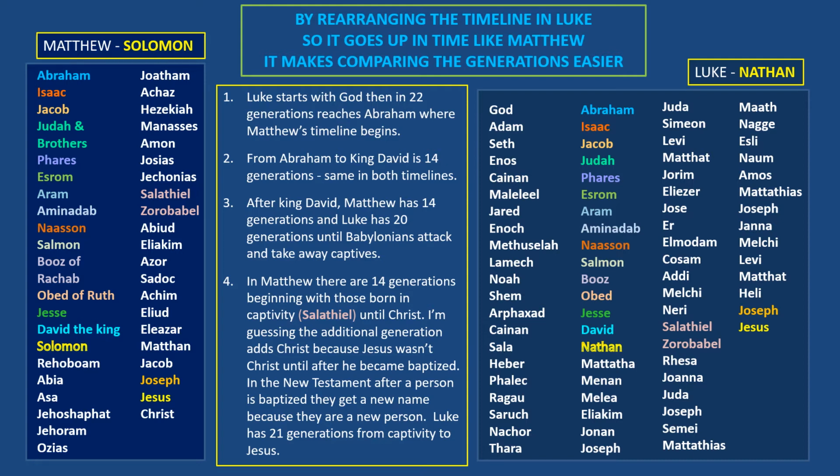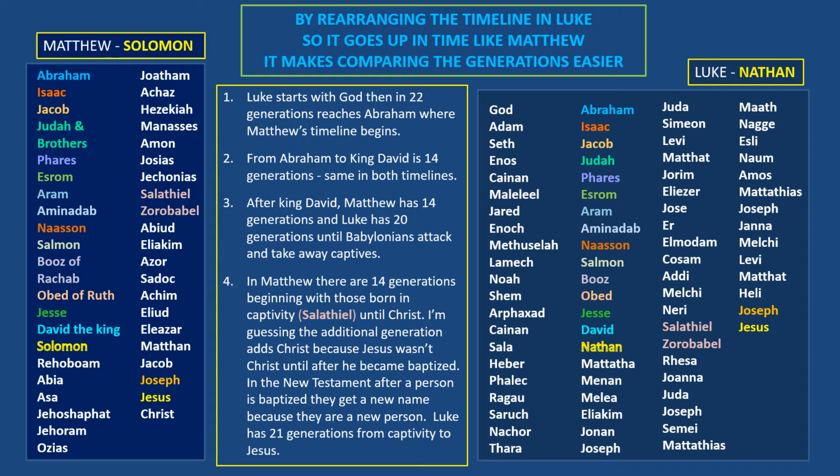So Luke starts with God, then in 22 generations reaches Abraham, where Matthew's timeline begins. From Abraham to King David is 14 generations, which is same in both timelines. After King David, Matthew has 14 generations and Luke has 20 generations until Babylonians attack and take away captives.